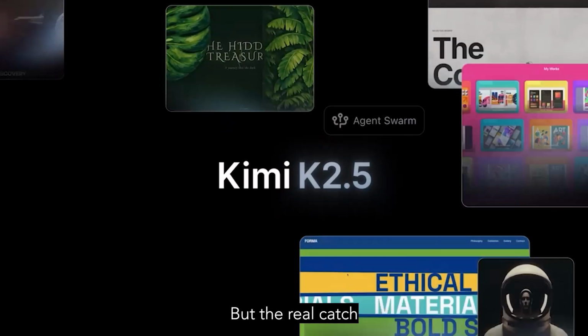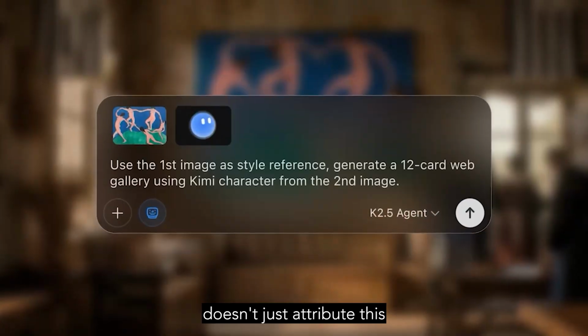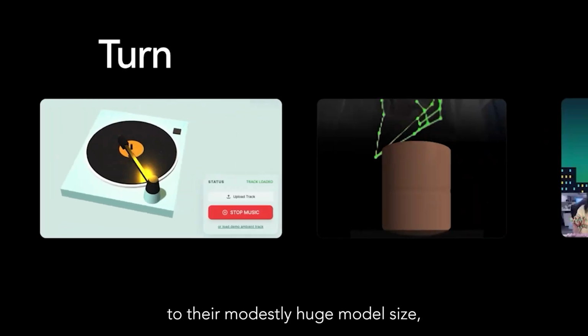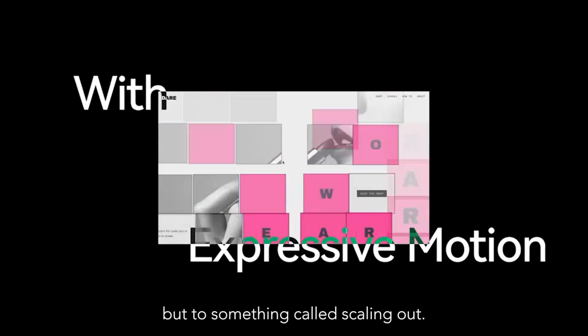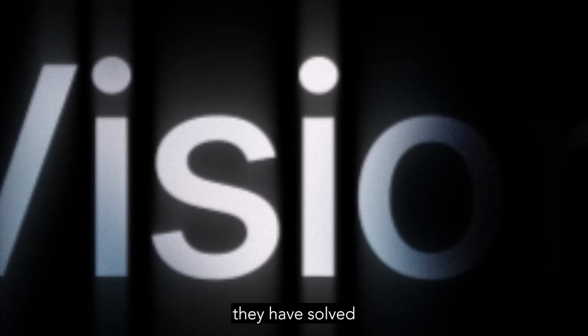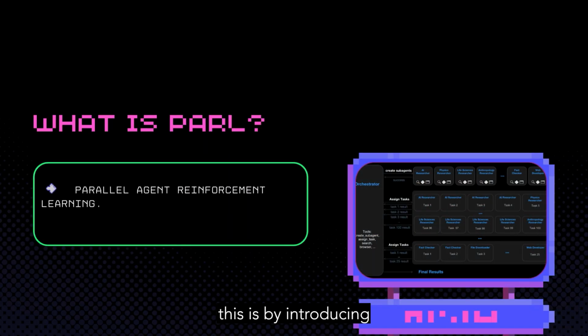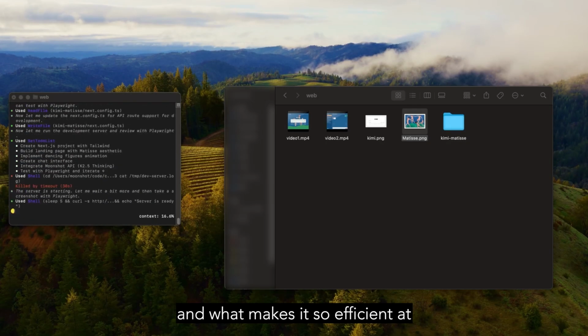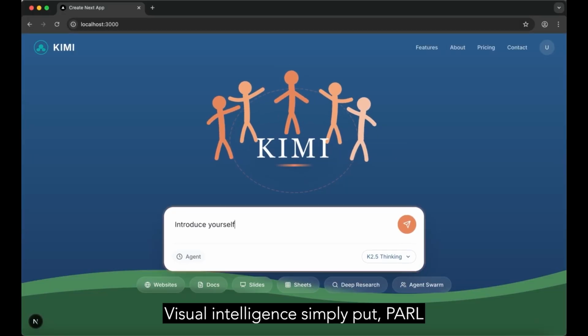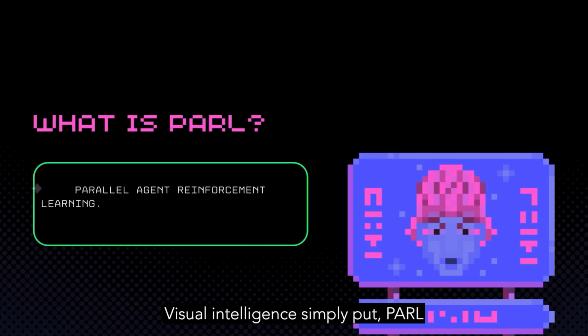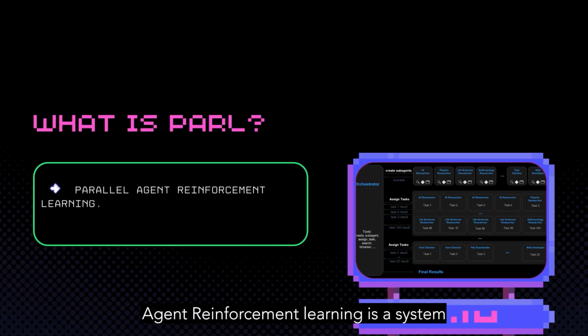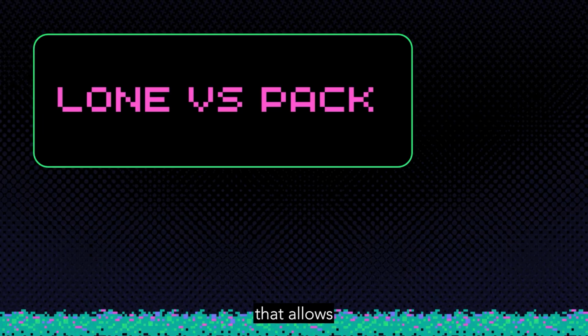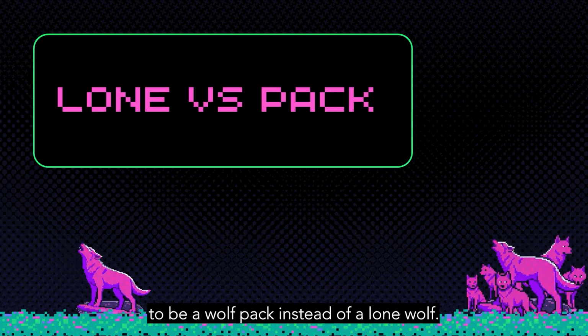But the real catch is that Kimi K2.5 doesn't just attribute this to its modestly huge model size, but to something called scaling out. You see, how they have solved this is by introducing something called PARL. And in this video, we will be understanding how PARL works and what makes it so efficient at visual agentic intelligence. Simply put, PARL, or Parallel Agent Reinforcement Learning, is a system that allows Kimi K2.5 to be a wolf pack instead of a lone wolf.